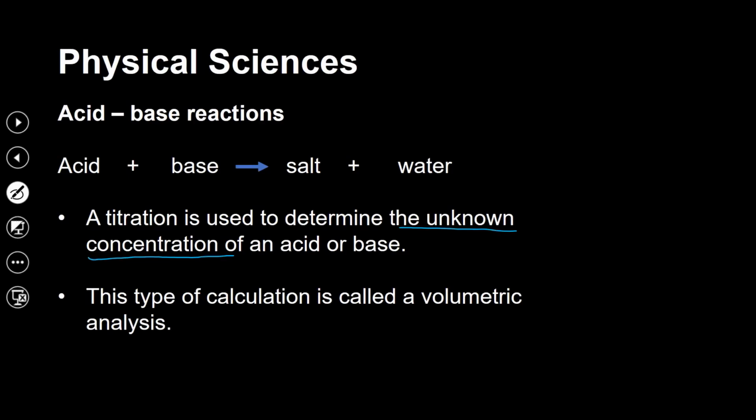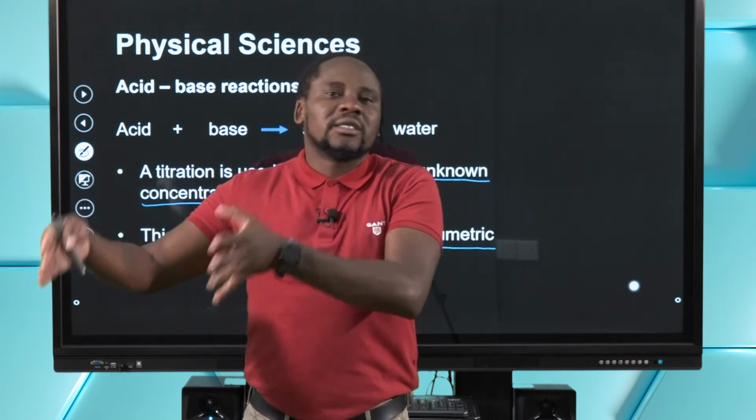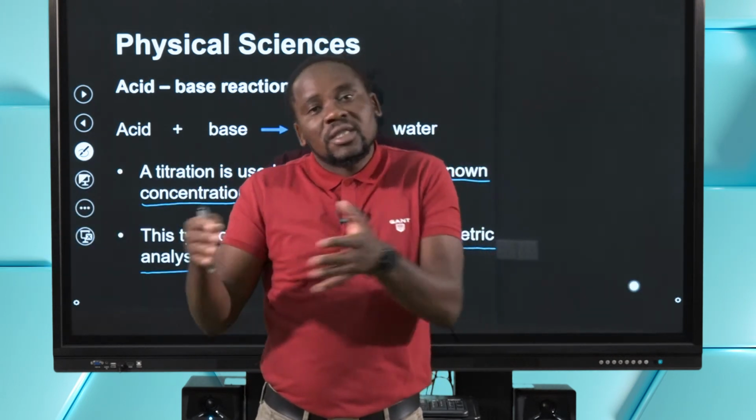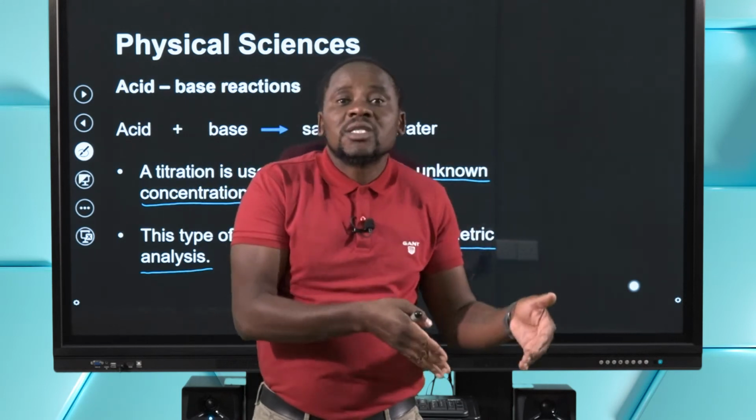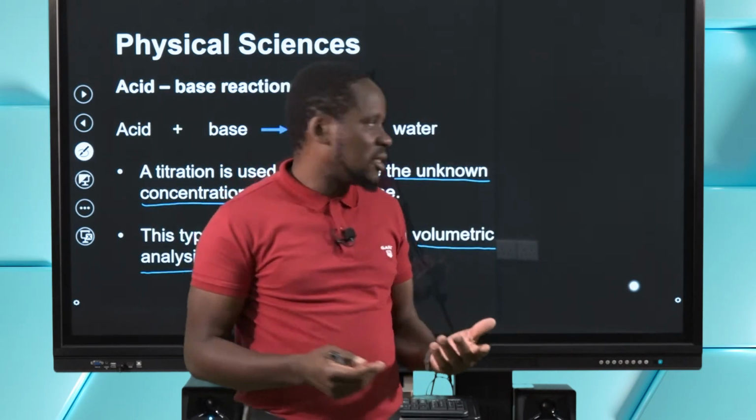So this type of calculation is involved in a titration. The titration is the technique. The stoichiometric calculation would be referred to as volumetric analysis. So if we talk about volumetric analysis and titration, we carry out a titration, and then subsequent to that, we do calculations which are described as volumetric analysis to determine an unknown concentration using a standard solution. Basically, that's what it means.